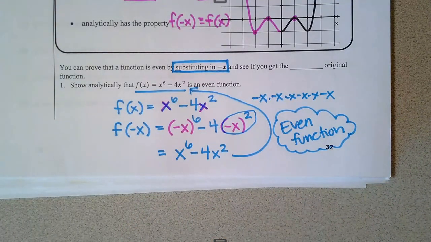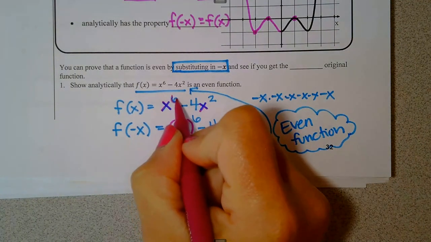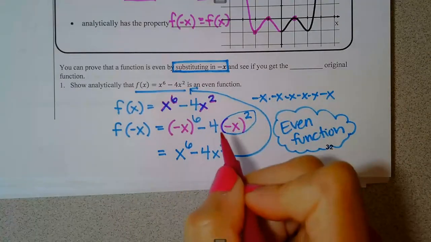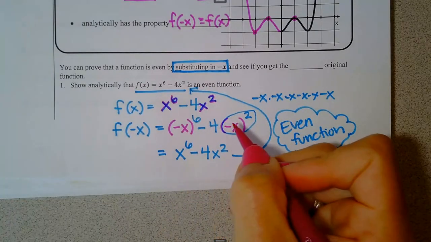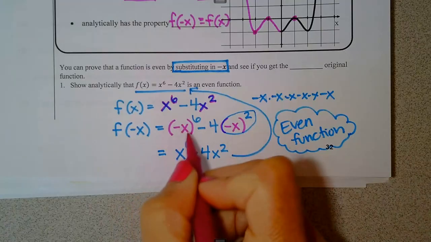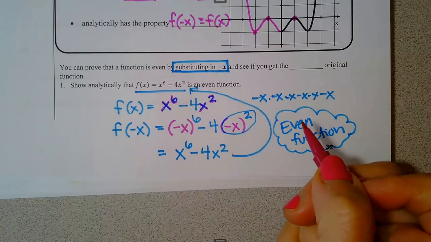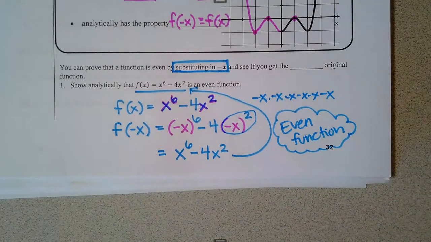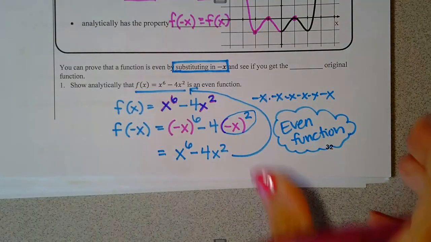What's another shortcut? Does anybody see one? Isabel? Just looking and seeing if the exponent is even. Yes, if you look, 6 and 2, since they're even, an even amount of negatives is always going to make it positive, aren't they? Okay? So that is a little trick that you can use.